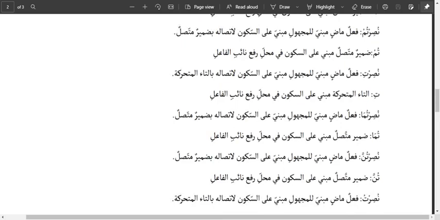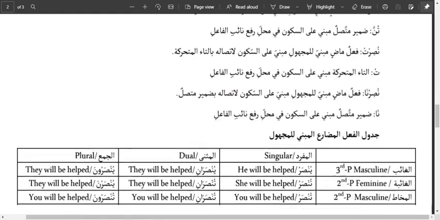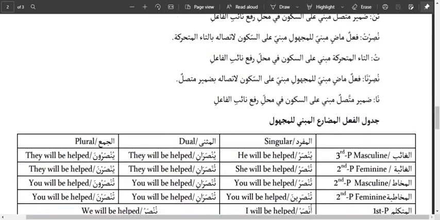Then we move to نصرتي, the same إعراب as نصرت and نصرت. The same إعراب, we say what: فعل ماض مبني للمجهول مبني على السكون لاتصاله بالتاء المتحركة. So it is also تاء المتحركة. For نصرتنا, نصرتنا is also تاء المتحركة. We say فعل ماضي مبني للمجهول مبني على السكون لاتصاله بالتاء المتحركة.